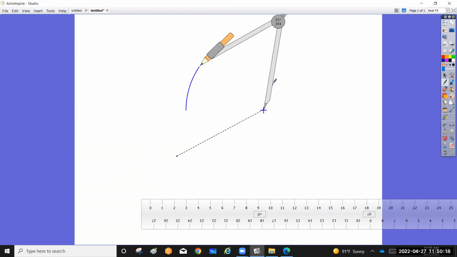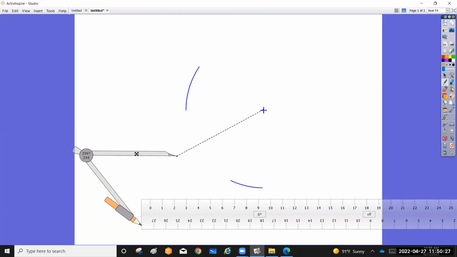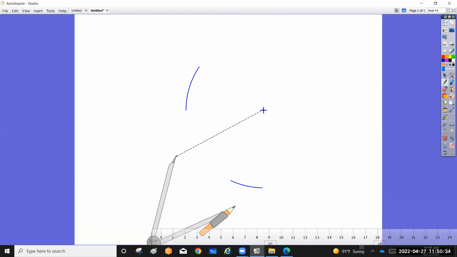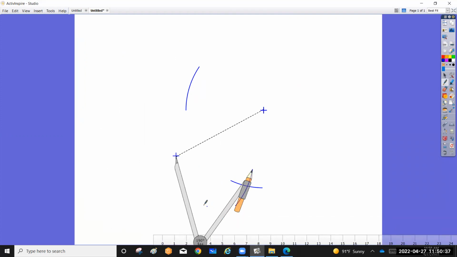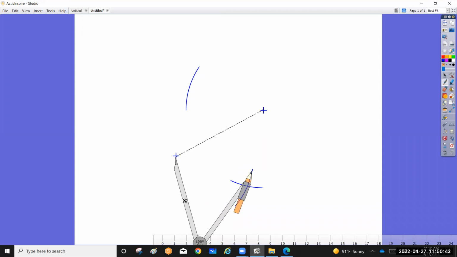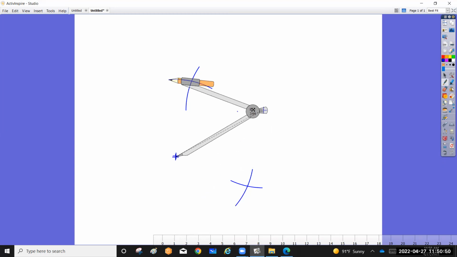Draw an arc up, then go to the bottom of the line segment and draw another arc. Move the compass and draw 2 arcs from the other end such that they intersect with the other 2 arcs you drew. Just center here and move the compass until the arcs intersect. Now I have the points of intersection of the arcs.